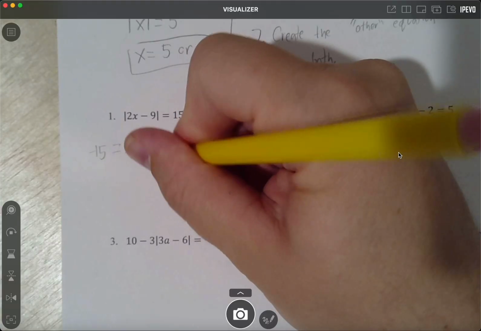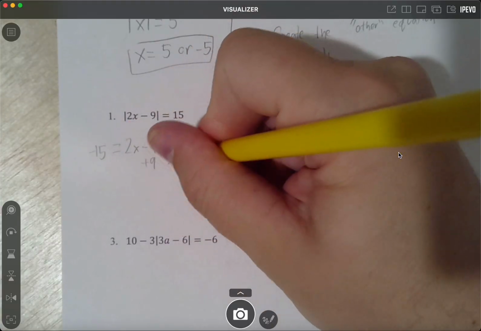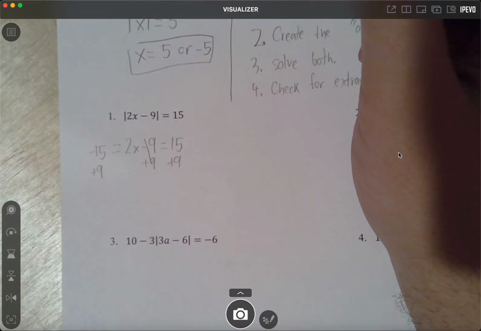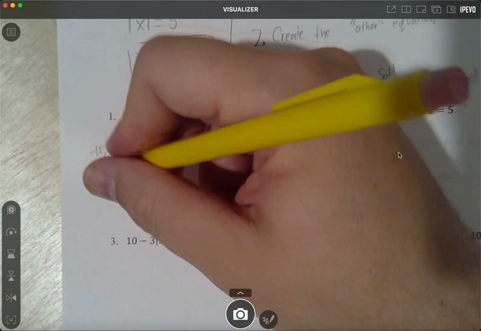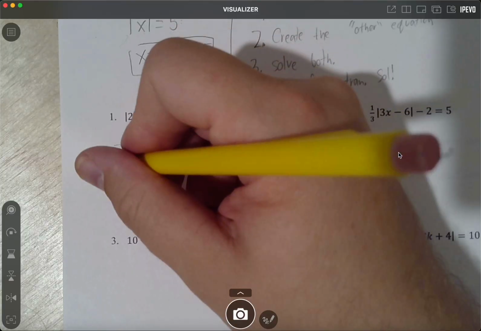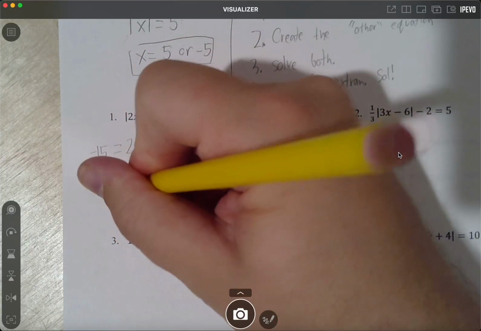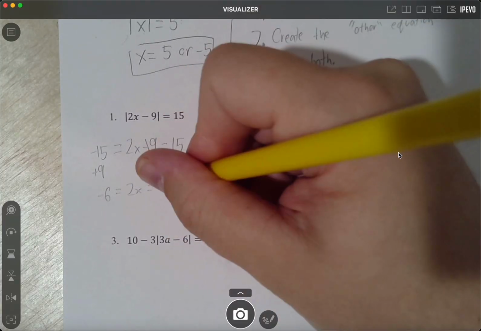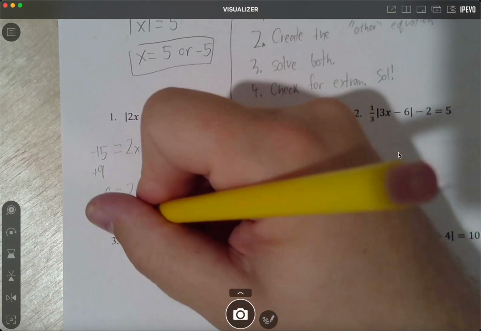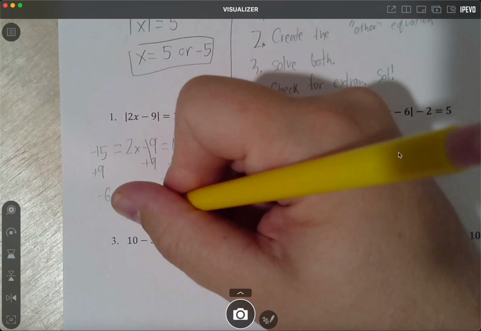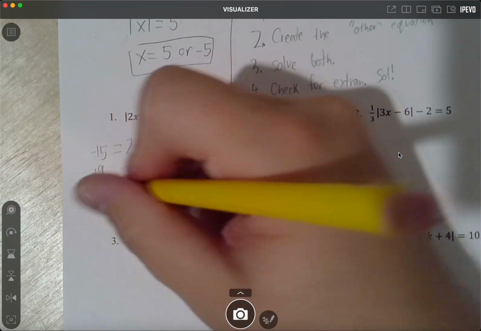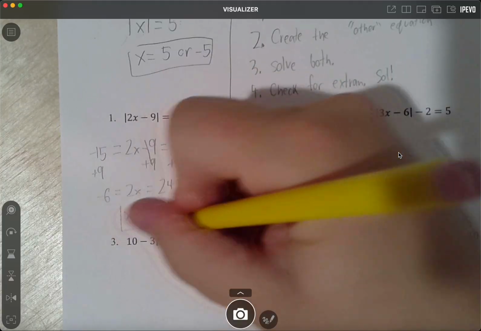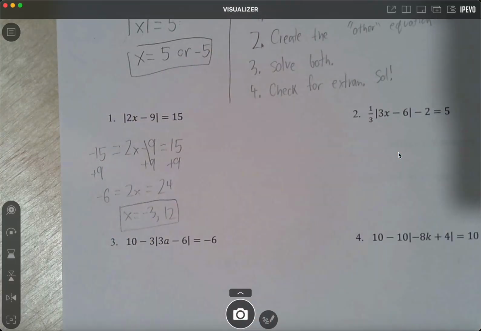We add 9, but because there are two equal signs, we add 9 to those two other sides now. Careful with your mental math or your calculator math. -15 plus 9 is -6. I've got a 2x in the middle, and 15 plus 9 is 24. From there, I can just divide everything by 2, and I get -3. Notice I'm just bringing them together now. Or I get 12. And I'm going to put a box around them.